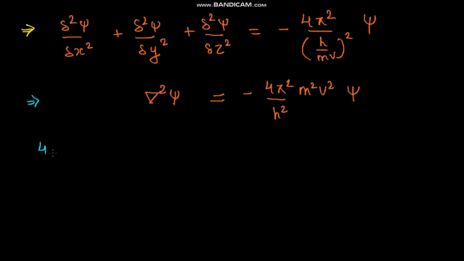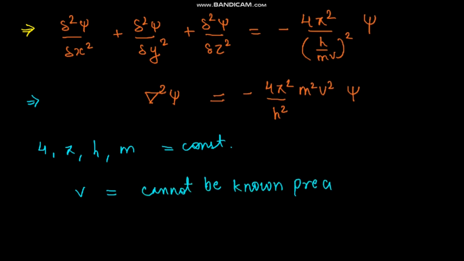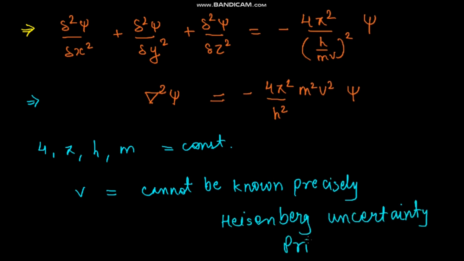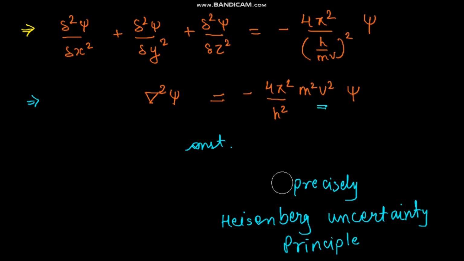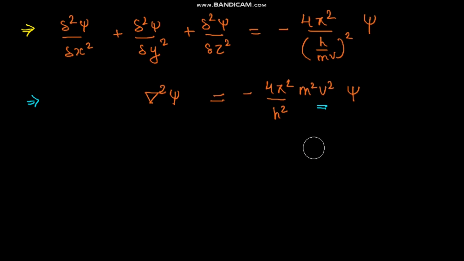Now here 4, pi, h, m are all constants and their values are known, but the velocity of electron is not determined, and it cannot be determined because of Heisenberg's uncertainty principle. So we need to replace velocity with some other term. We know the energy of electron to be minus 13.6 z square by n square electron volt for the nth orbit. This was given by the Bohr model and confirmed by spectroscopy.